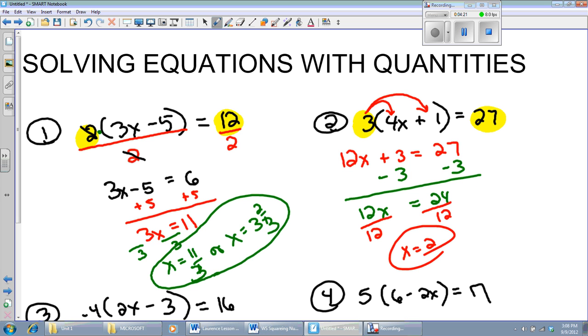X will be 2. And again, if I wanted to check it, like I've done in the other videos, I could put 2 in right here for x.